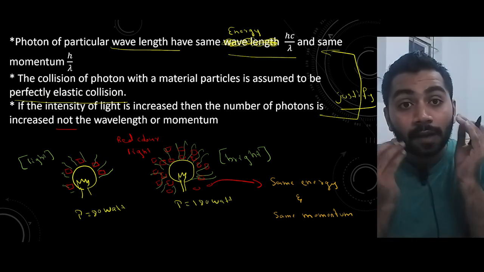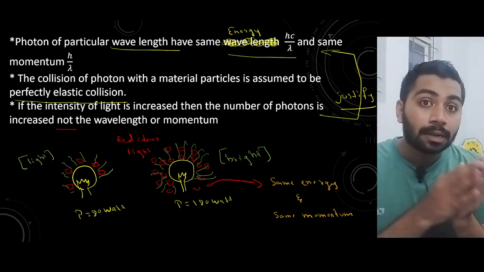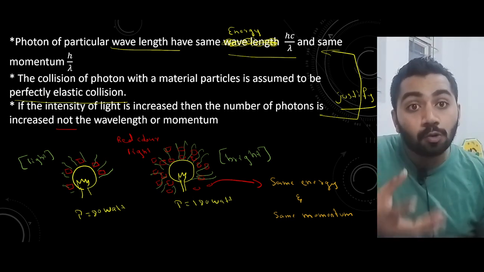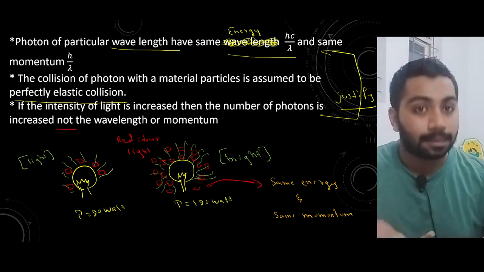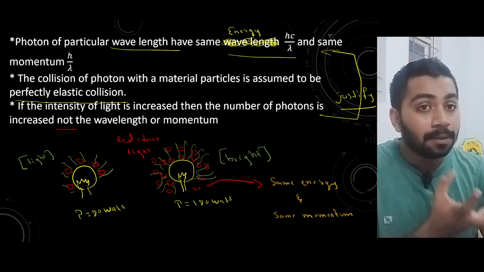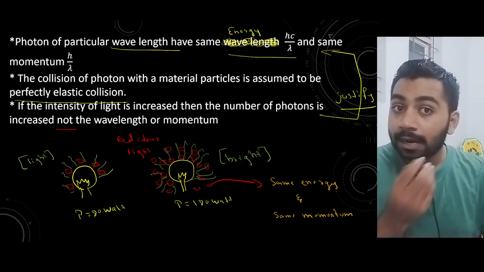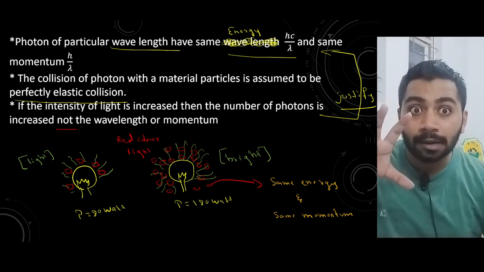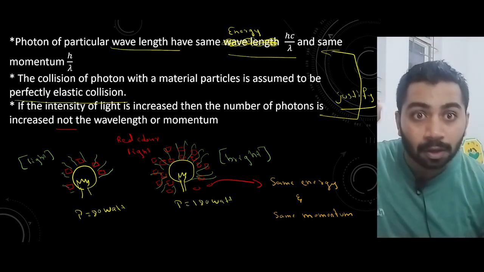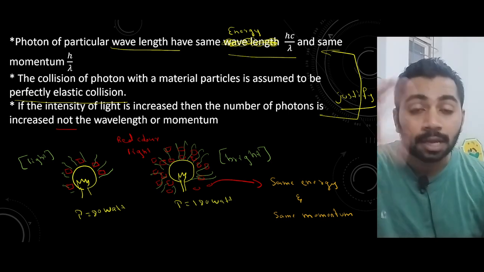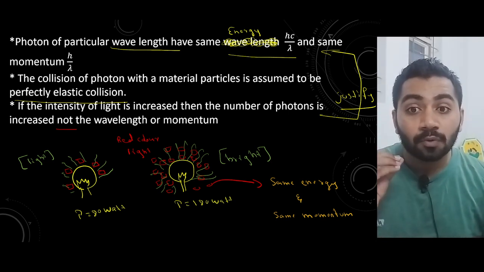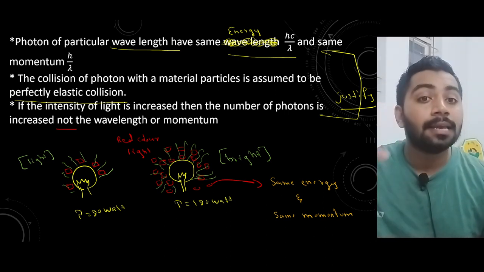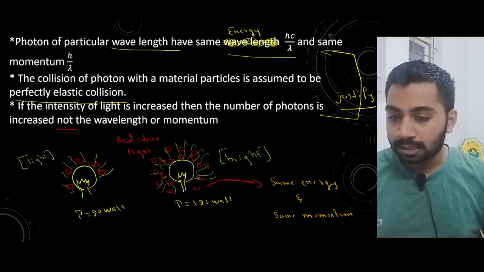A photon will have the same energy and the same momentum, but the number of photons coming out in 1 second will increase. This is why some lights appear very bright and some appear less bright. When a light is appearing bright, don't think that the energy coming out is very high or the momentum is changing. No. The number of photons coming out per second is very high. That's all.